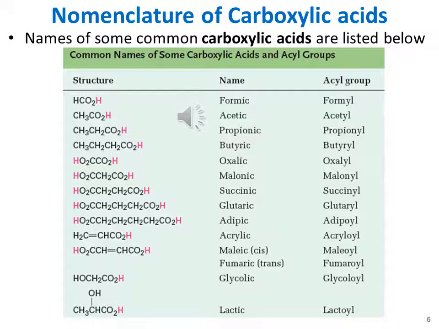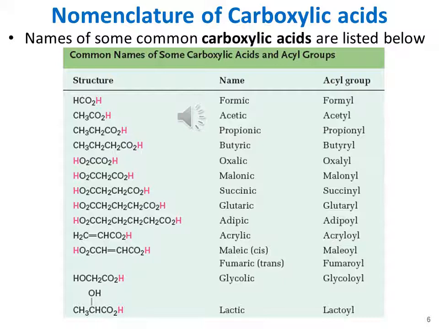The purpose of this slide is to introduce you to the names of some of the common carboxylic acids. When a carboxylic acid loses a proton, or the hydrogen atom that is attached to the carboxylic functional group, then the remaining group is called the carboxylate group, and we may also call it the acyl group. So here on this slide I have shown you the structure, the name, and the name of the acyl group of some of the common carboxylic acids.